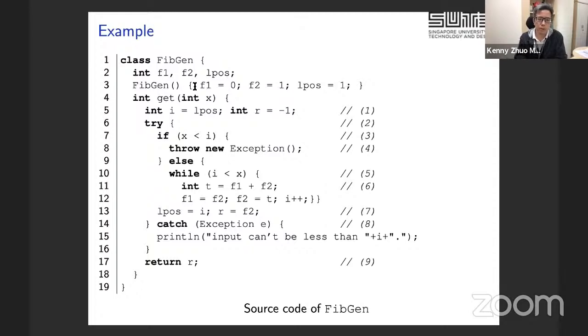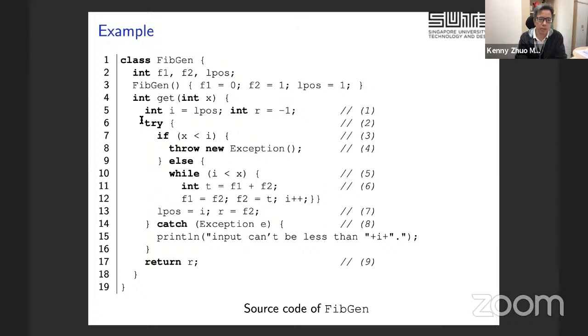There's a constructor here which initializes the three member fields, and the main work is done in a method called get, which takes in a formal argument x, which denotes the particular position in the Fibonacci sequence that the user wants to compute, and then it returns the result of type int. In the body of get, we first initialize two local variables, I and R, where I is a copy of the last position, and R is the result. We set it to -1.